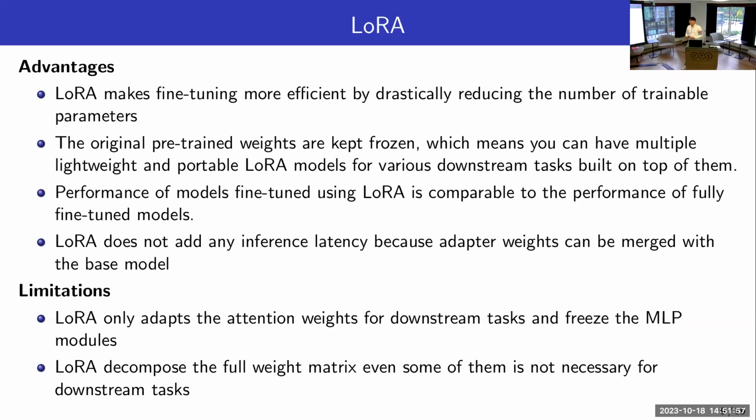And LoRA decomposes the full weight matrix, even though some of it is not necessary for downstream tasks. What I mean here is that when we try to reparameterize the delta phi, the increment, how we update the model weights is the same. But let's say we have 100 billion parameters. Is every one of them very important for downstream tasks? Not necessarily. Can we just use some of them?